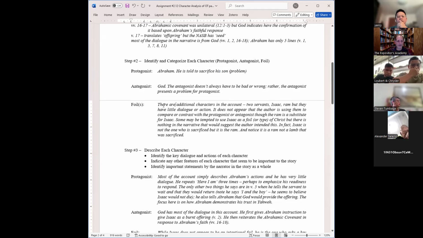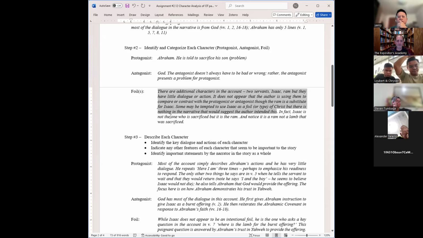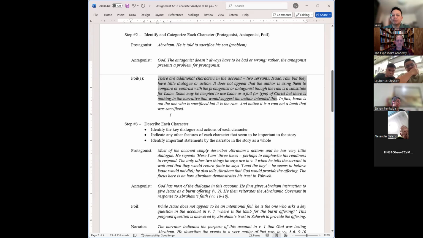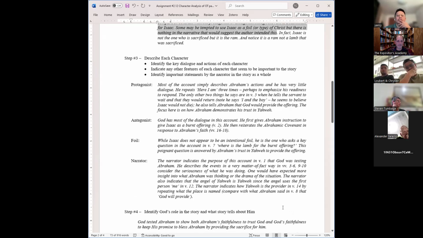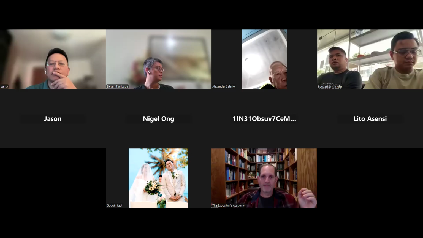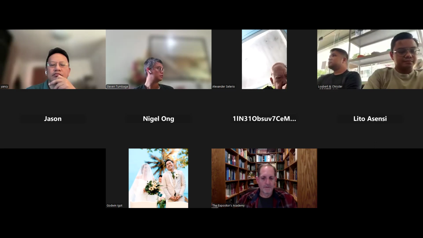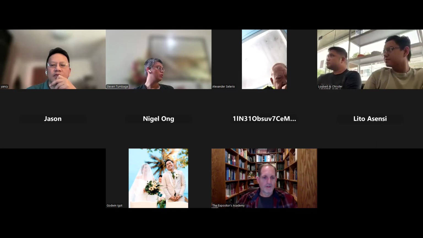And then the foils, I mentioned here, the 2 servants. There are other characters in the story in Genesis 22, but the author doesn't seem to be using them as a comparison or a contrast. So I don't think there are any foils there. Okay? And then that brings us to the 3rd step, unless there are any questions so far on what we've covered? Okay.